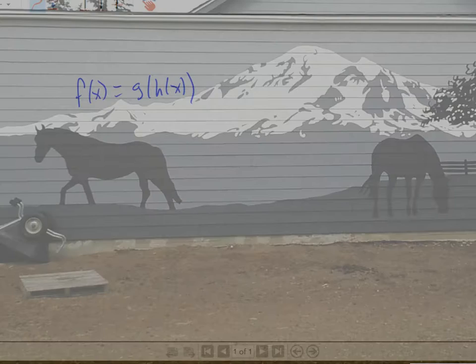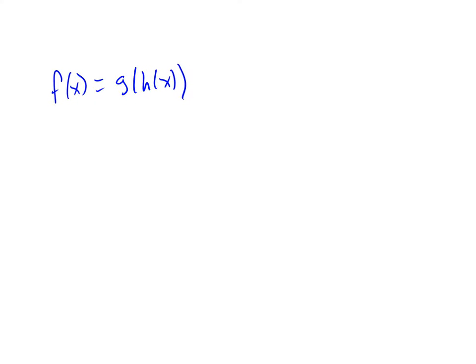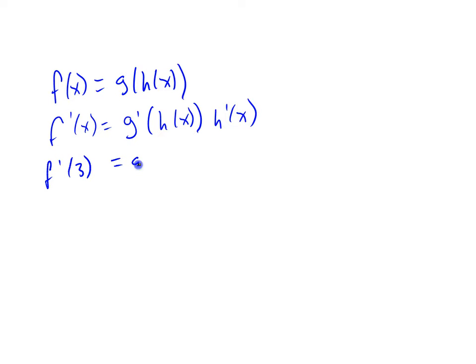Okay, so I'm going to switch over to here for a moment, and they give me this. F is g of h of x. So by the chain rule, f prime of x is take the derivative of the outside function, leaving the inside alone, but then multiply by the derivative of the inside. Okay. Now, f prime of 3 is going to be g prime of h of 3 times h prime of 3.